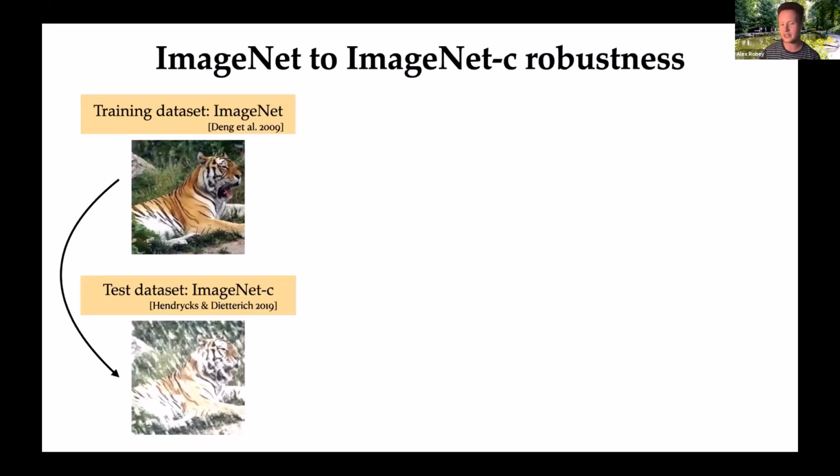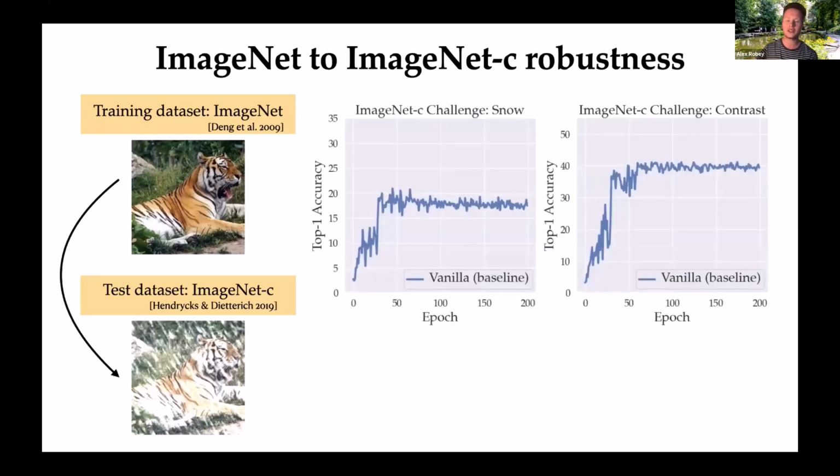So effectively, the idea here is we're going to train this network on ImageNet, and then we're going to test it on this test set that has these kind of common corruptions. And we're going to see what happens. And so what we found is when we do this kind of simple experiment on 50 classes of ImageNet, the top one accuracy that you get when testing on this more challenging test set is quite low. So for this challenge on only 50 classes, you would expect the top one accuracy to be much higher than 20% for snow or 40% for contrast.